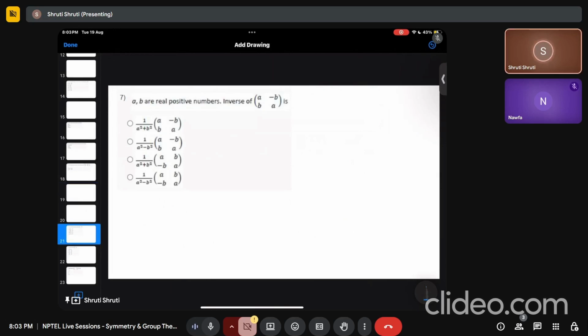A and B are real positive inverse. This you did last time, right? I know how to do it, ma'am. I think this question was there last week also, when we were discussing the inverse of the matrix A, minus B, B, A. Determinant is A squared plus B squared. And for the inverse, you just interchange. Okay, ma'am.